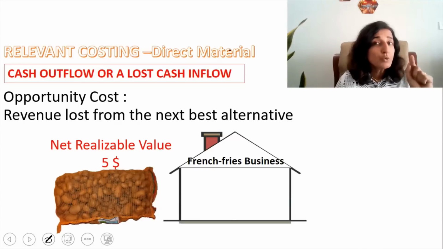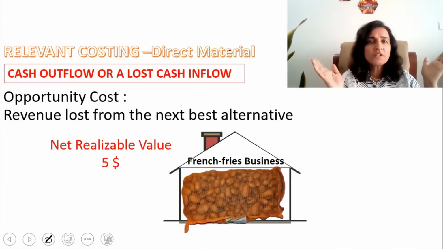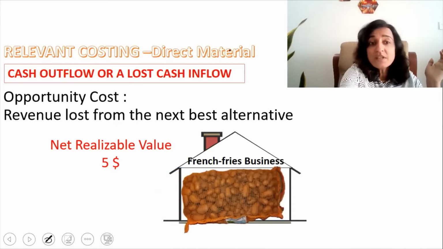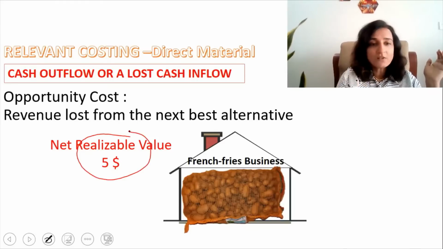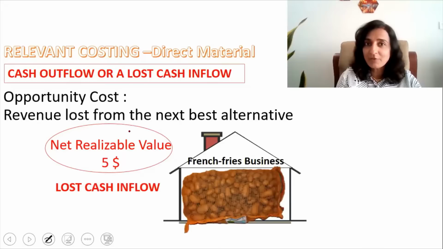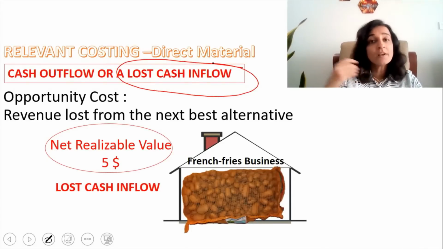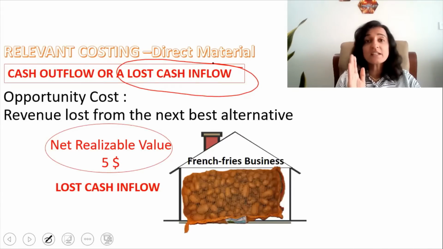Now, if you use this old stock of potatoes in your French fries business, then what are you losing? You are losing $5, right? So $5 is the lost cash inflow. And we know that any lost cash inflow is a relevant cost. So in this case, the relevant cost is $5 because it is a lost cash inflow. Now let's go to the questions.